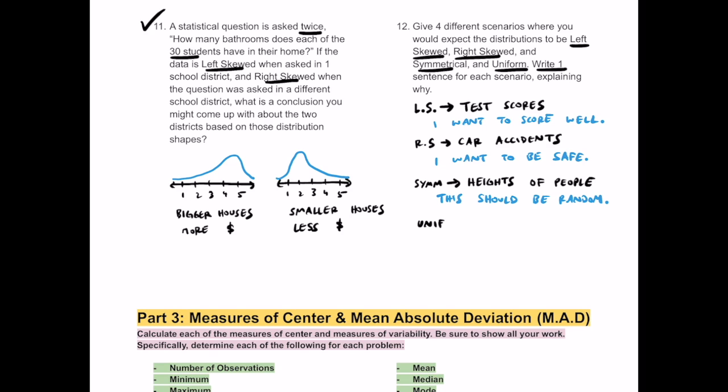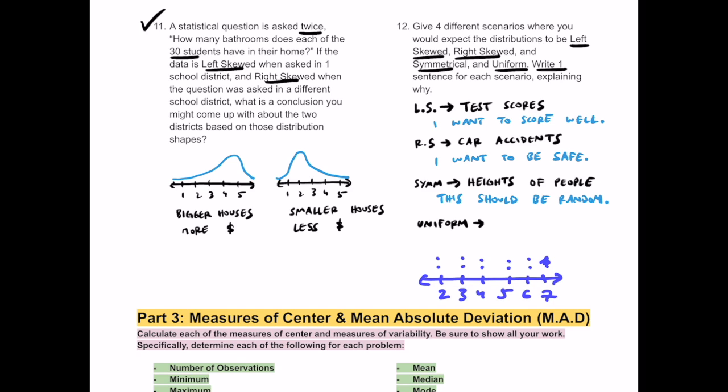So if we say uniform data, if you don't know what that looks like, uniform data is just like if you were to draw a number line or a dot plot and you had your numbers down here, so like 2, 3, 4, 5, 6, 7. And this is just where you have the same number of dots all the way across, right? So it's not skewed left, it's not skewed right, it's not symmetrical. It's got basically the same number of data points across the entire dot plot or number line. So this would be an example of uniform.